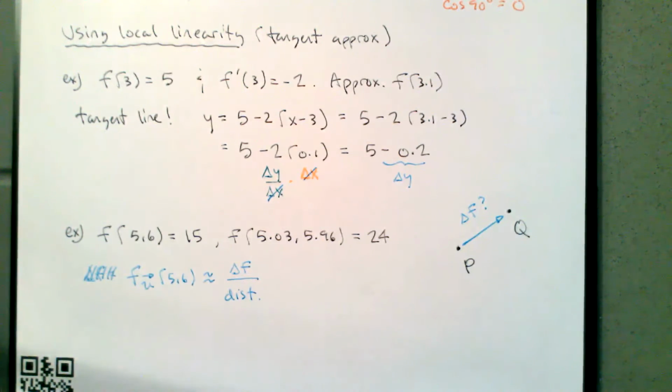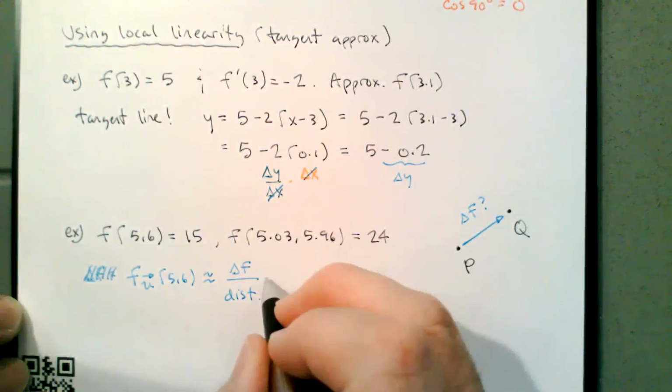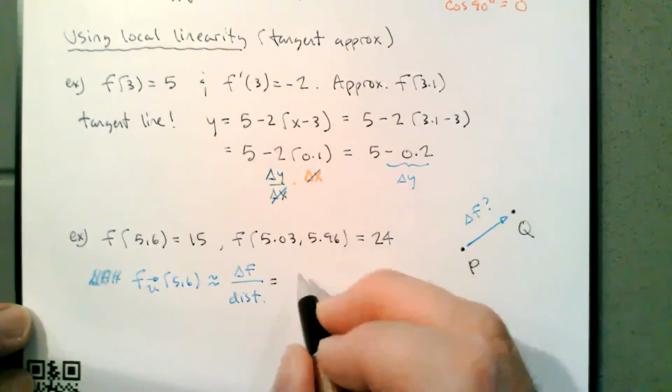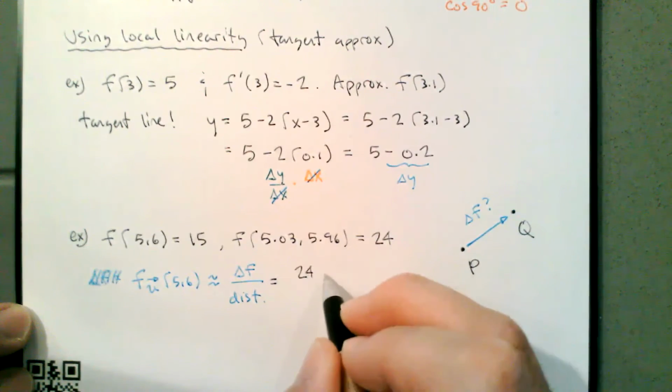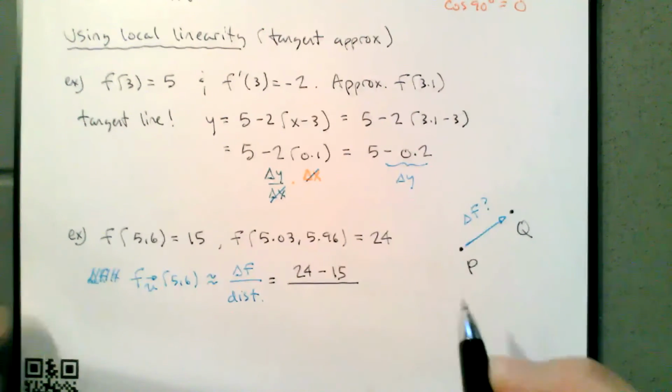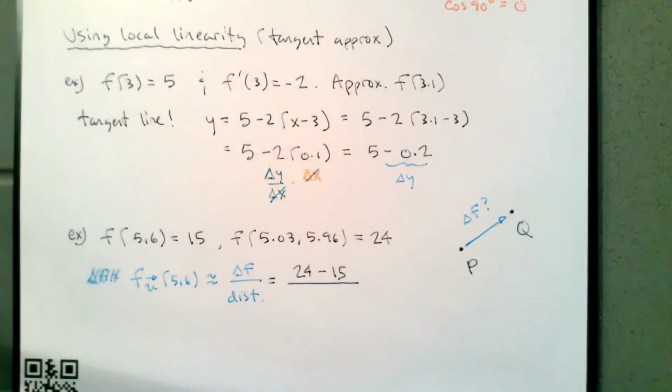So the change in F, if we go from P to Q, we ended up at 24 and we started off at 15. So we had a change of 24 minus 15, which is 9.